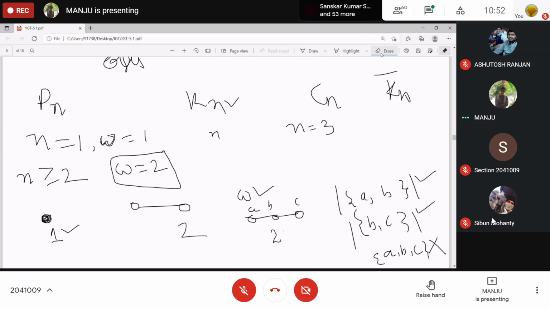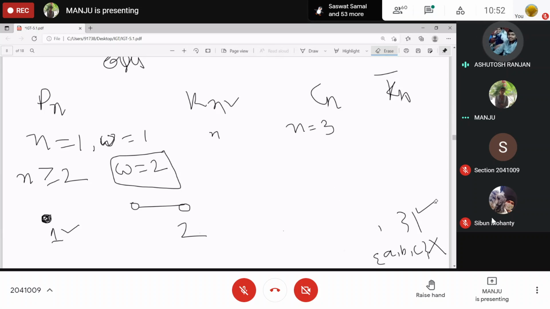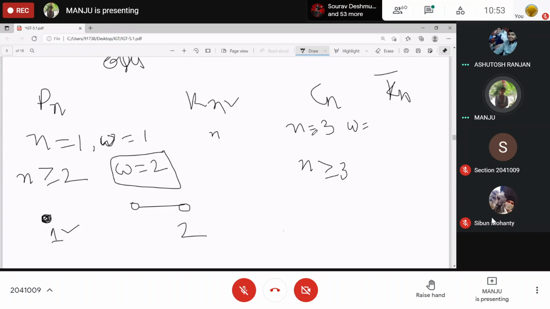Cn. Then for n less than or equal to 3, it will be n, and for n greater than 3, it will be 2. Why less than or equal to? We are starting from 3, right? Simple cycle, yes ma'am. And for C4 it will be 2. It is 3 over here. And here it will be 2, right?